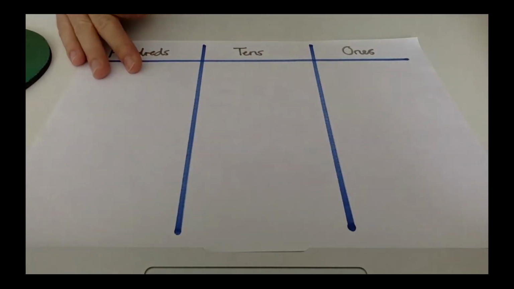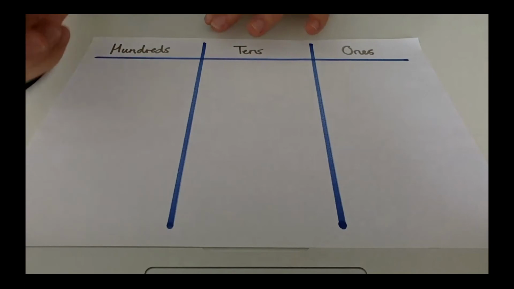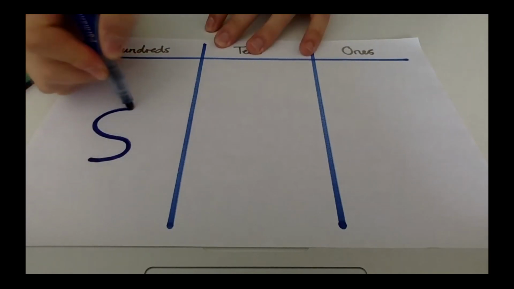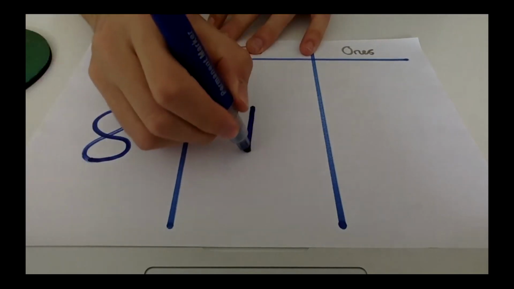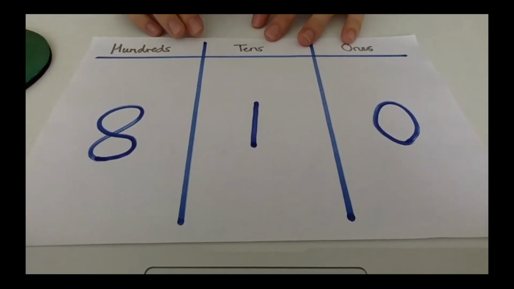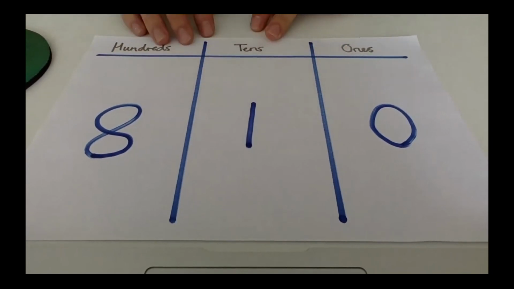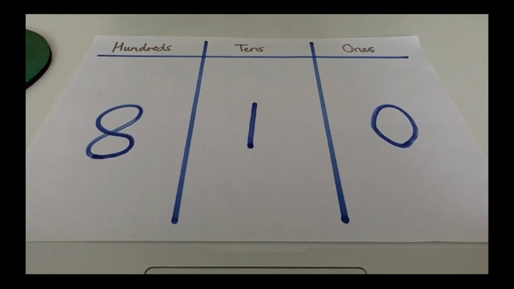Let's just have a go now using numbers. I'm going to take all my counters off. And we're going to have a go at finding 100 more than this number. Who can tell me what number is this? Well done. It's 810. I want to find 100 more than this number.